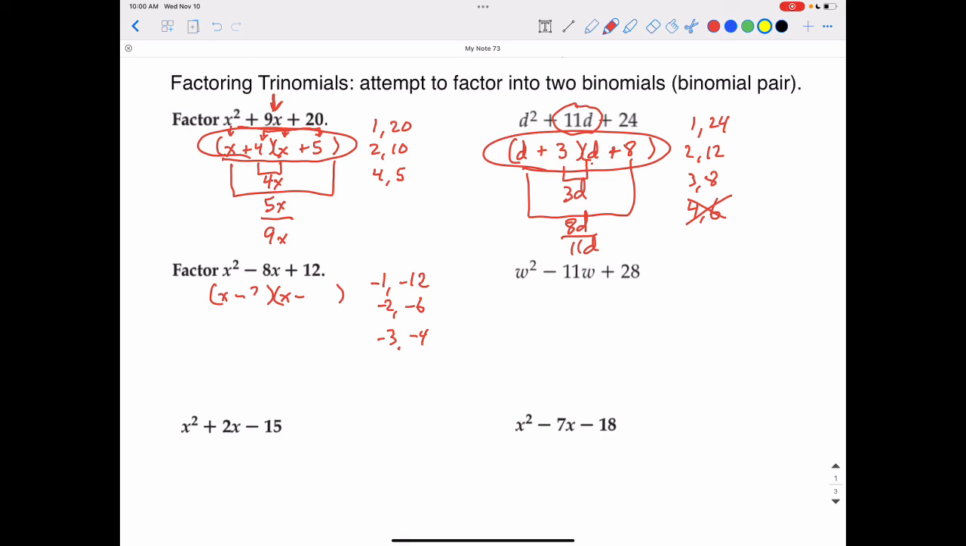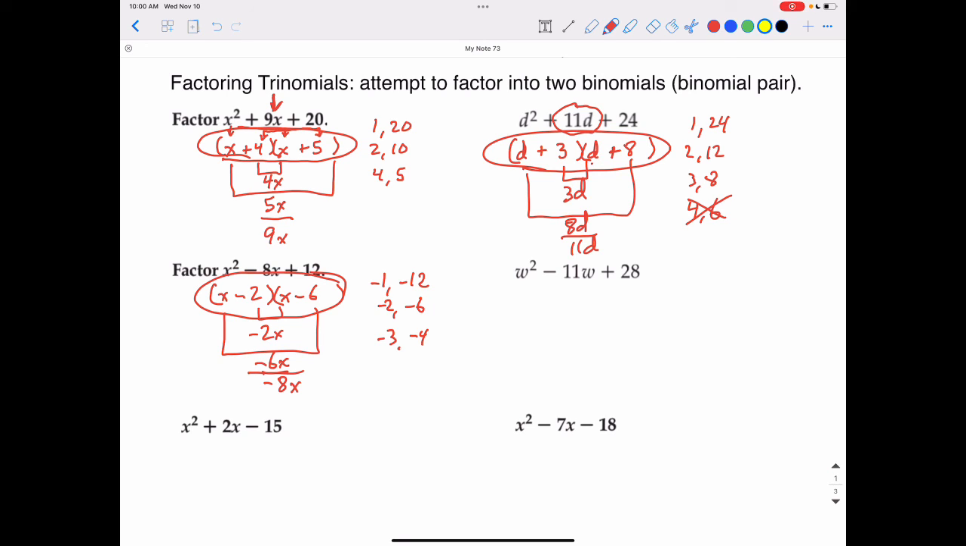If we do negative 2 and negative 6, the inside terms is negative 2x. The outside terms is negative 6x, and that does add up to negative 8x. So we do have the correct factorization. It's x minus 2, x minus 6.